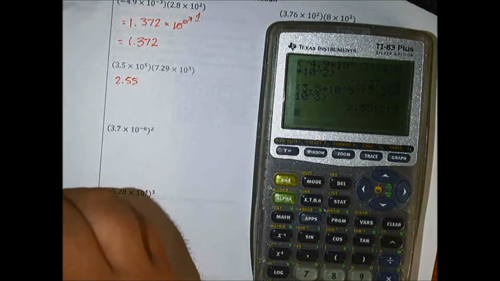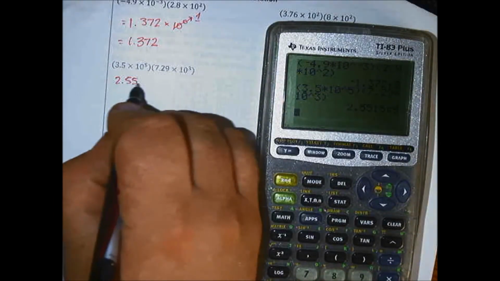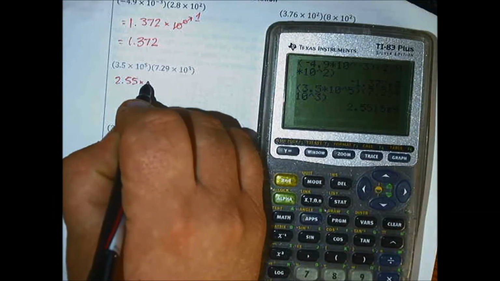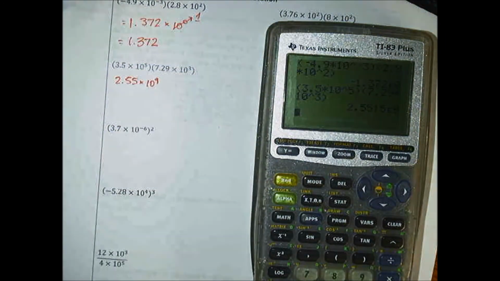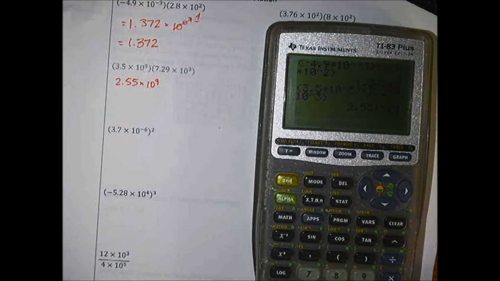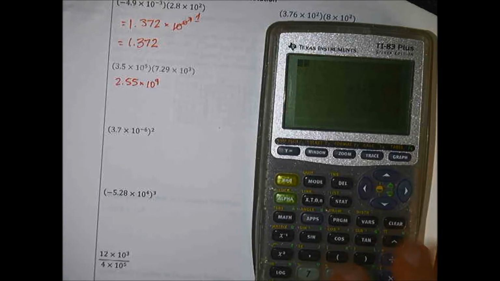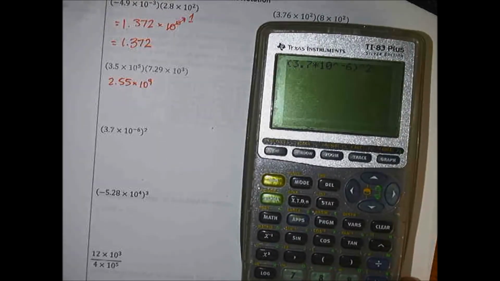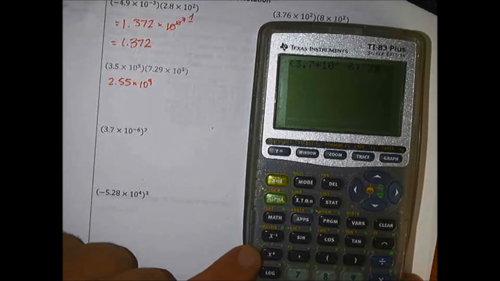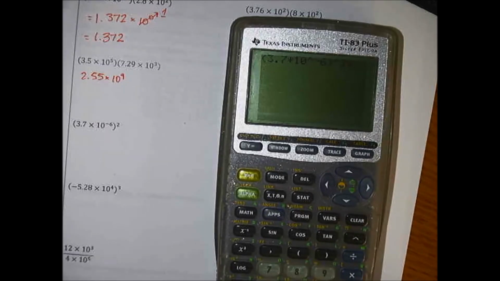And I'm going to go ahead and round that to the nearest hundredth. So 2.55 times 10 to the 9th. Okay. Let's look at the next one. 3.7 times, oh, I need parentheses, sorry. 3.7 times 10 to the negative 6th. And then I want to raise that to the 2nd power. You can either use the caret 2, or most calculators also have a squared button. That would work as well.